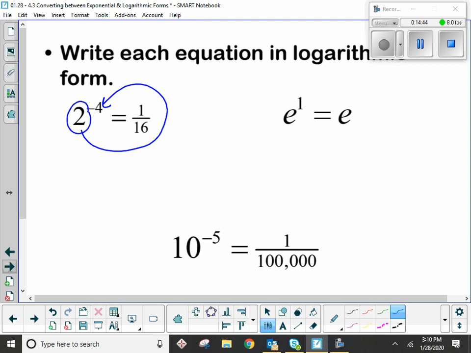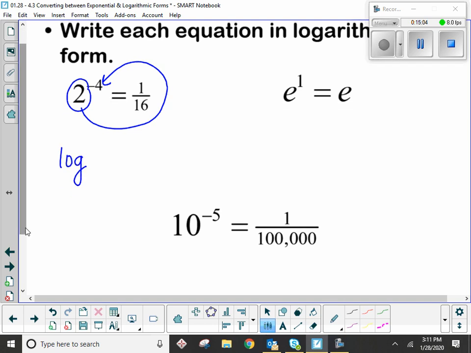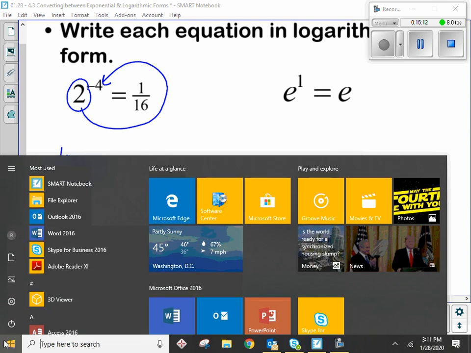But then I get confused because I want to write it like this, but that doesn't make sense because I'm still in exponential. It's log form that I'm going to. So then I have to say, oh yeah, I need those letters that spell log. So that's how I know where to start. So log base 2 of 1/16 equals, what? Equals -4.